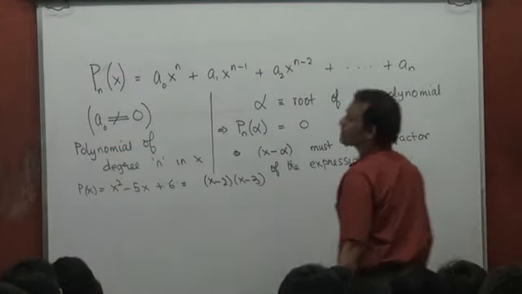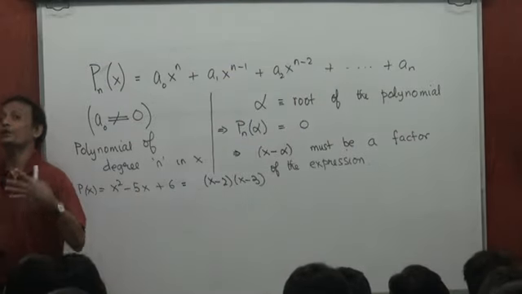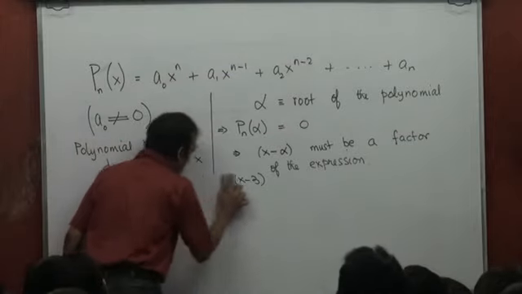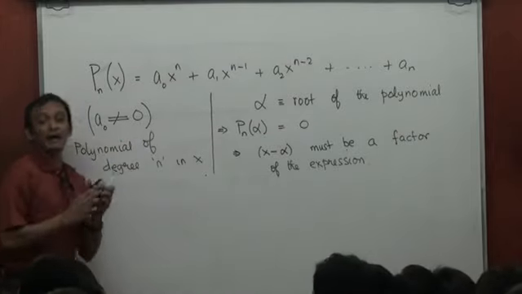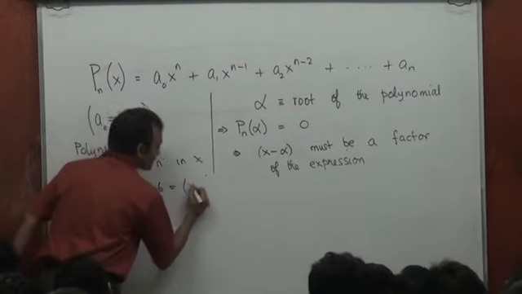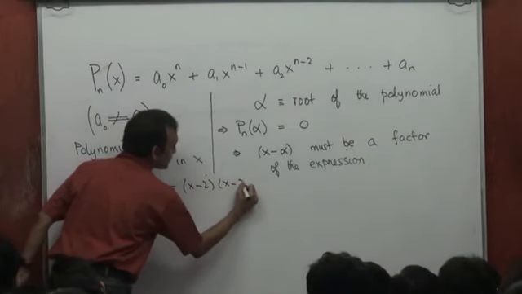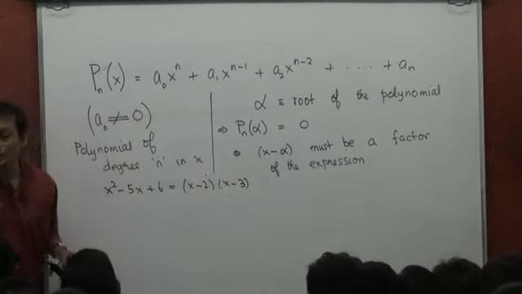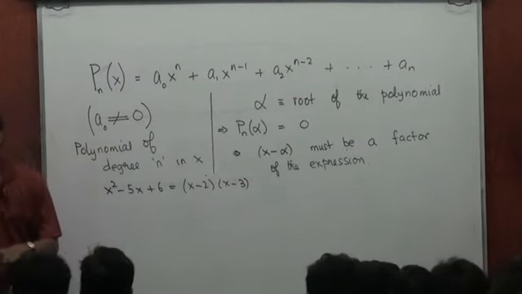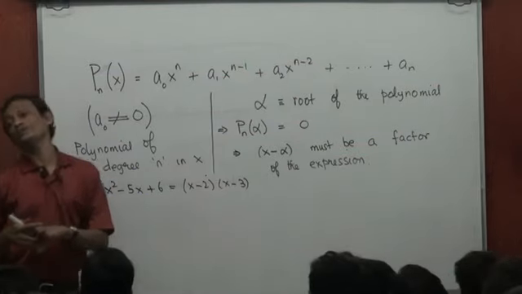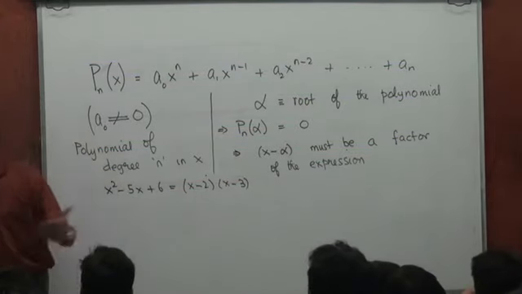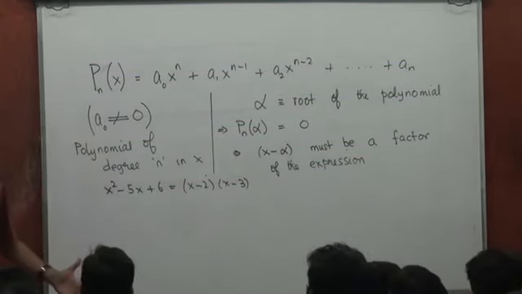Now, every time you are factorizing an expression, you are actually producing an identity. Every time you factorize an expression, you are not producing an equation. X squared minus 5x plus 6, written as x minus 2 into x minus 3, is not an equation. It's an identity. What is an identity? It's a statement true for all values of x indiscriminately.